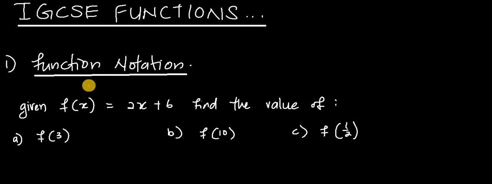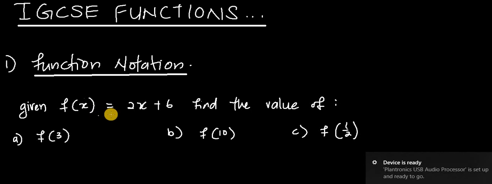Okay, so today we're going to do function notation, the first part of completing IGCSE functions. Now, let's look at this question. f(x) equals 2x plus 6. Find the value of f(3).